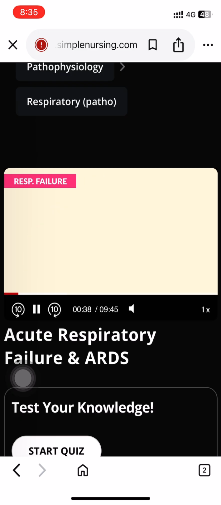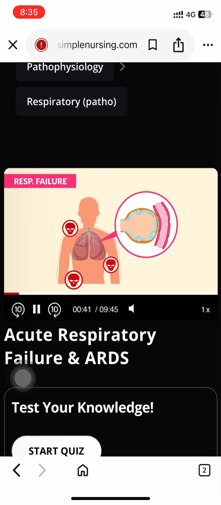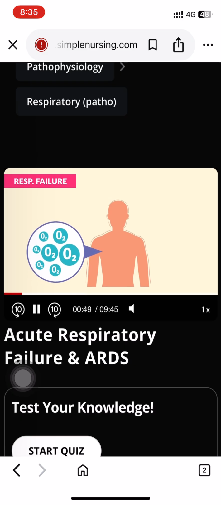So respiratory failure happens when the capillaries, the little tiny blood vessels in the alveoli, cannot adequately exchange that CO2 for oxygen. And as you know, oxygen is the money of the body. So no money, no honey. No oxygen, your body goes broke and dies.